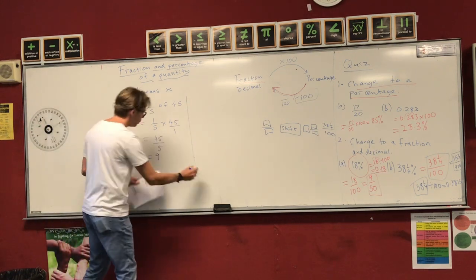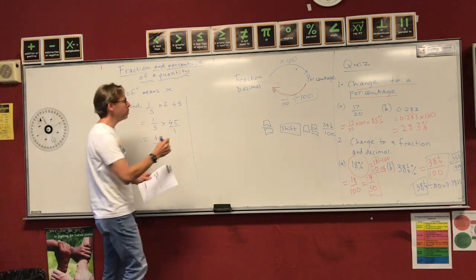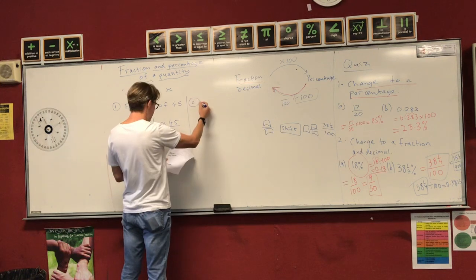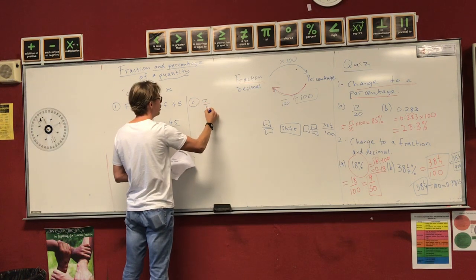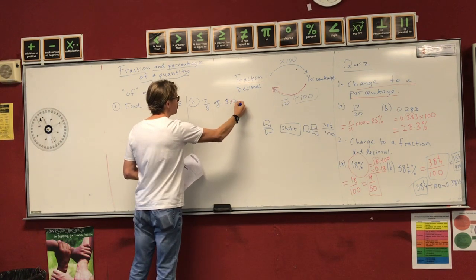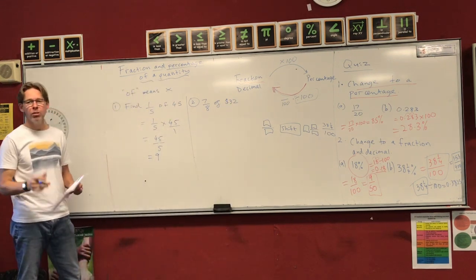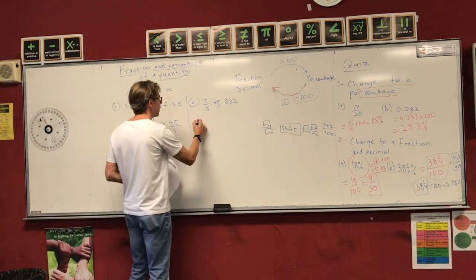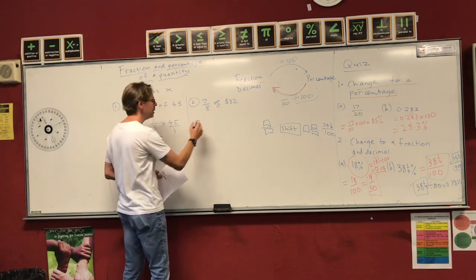Alright, next question. I want you to try this one by yourself. Okay, so you can pause the video and have a go at this one. Find 7/8 of $32. 7/8 of $32. What do you get? Right, pause the video, have a go.